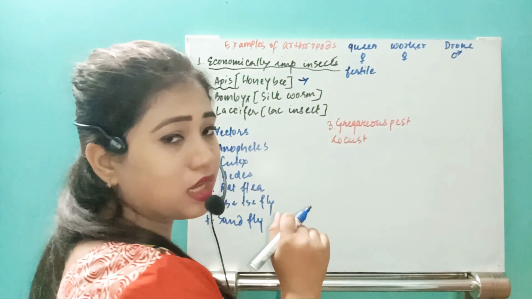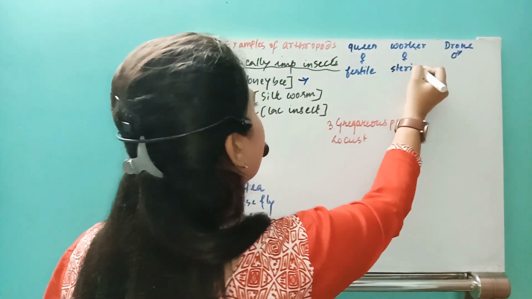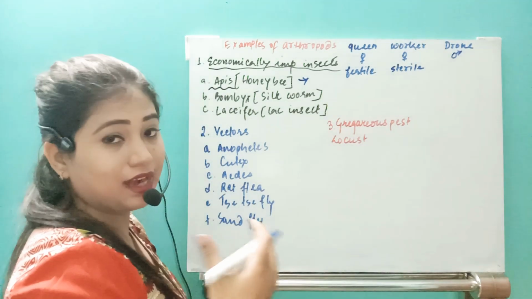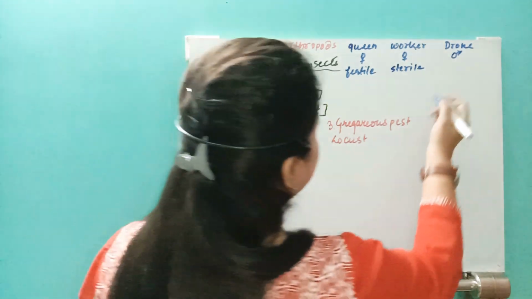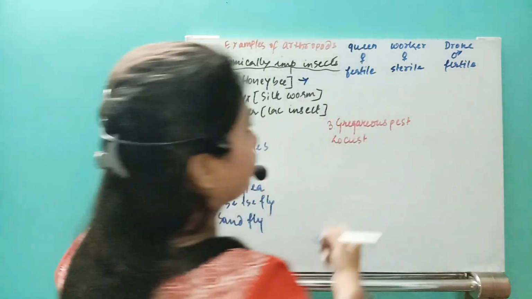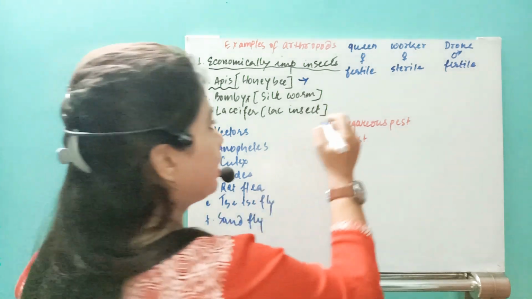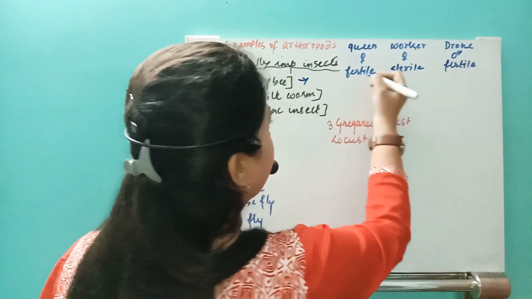But in the case of the workers, they are female, but they are sterile. They cannot produce eggs. They are the sterile honeybees. And the drones are the fertile males. Okay, in the case of the queen, how many chromosomes is she going to have?